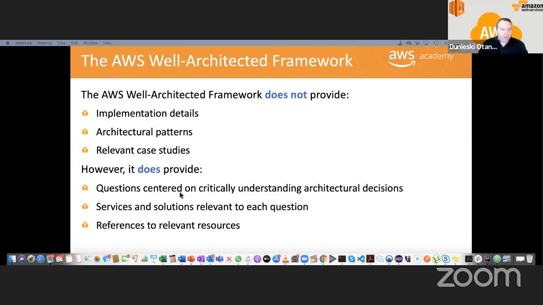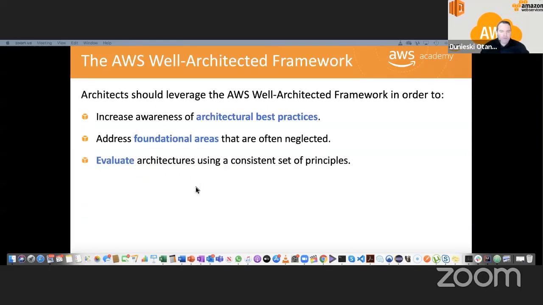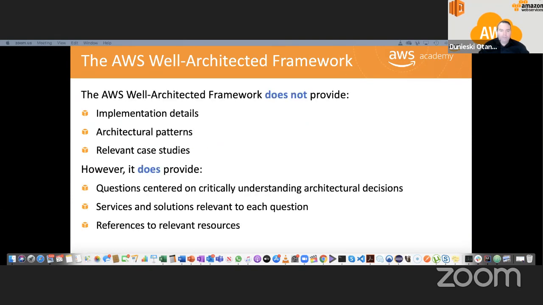So in other words, it's like an advisor that helps you think in a critical way so that you can answer important questions that you may have about your architecture. It will give you the response, it will give you solutions, and it will point you to where you can find the resources.